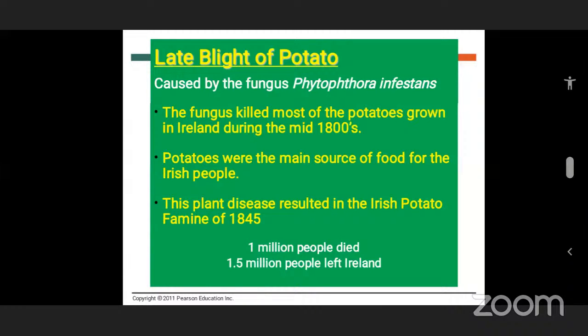What is the main source for the late blight of potato? The potatoes which were imported from South America. From South America, this particular late blight disease was disseminated, or transported, to the European countries and also the Northern United States. That means the North American countries were also infected with potato late blight.